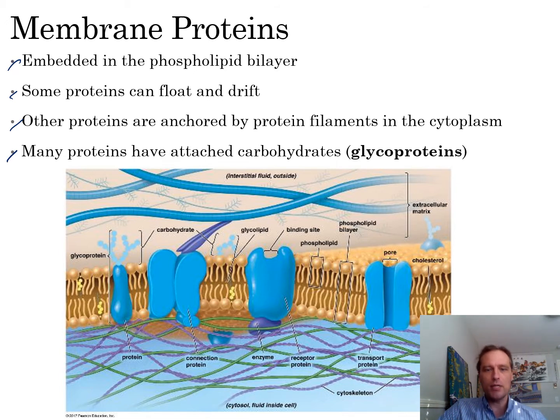Bullet 4, many proteins have attached carbohydrates. This is something your book mentioned, so I'll mention it. Those are called glycoproteins. Glyc, that is Latin for sweet. So sweet proteins, I guess they mean that it's got a sugar group attached to it or some kind of carbohydrate. To point out where those are in this diagram, you can follow my line there.